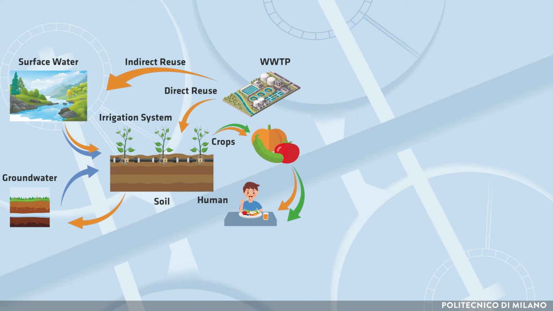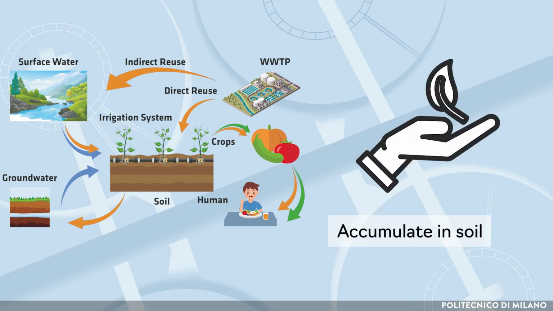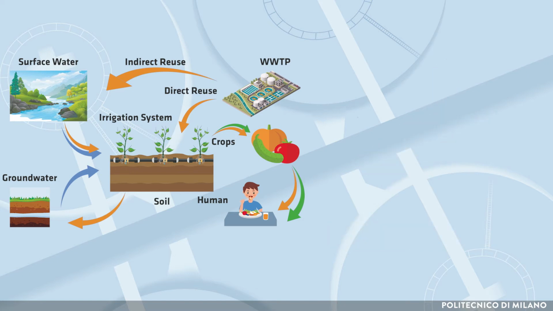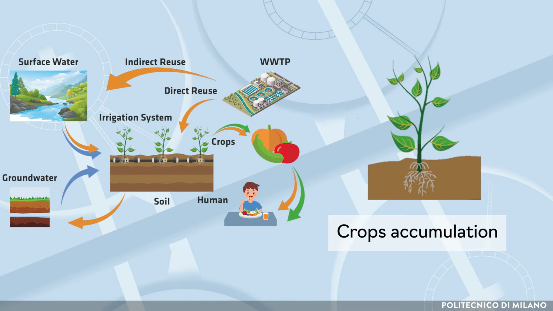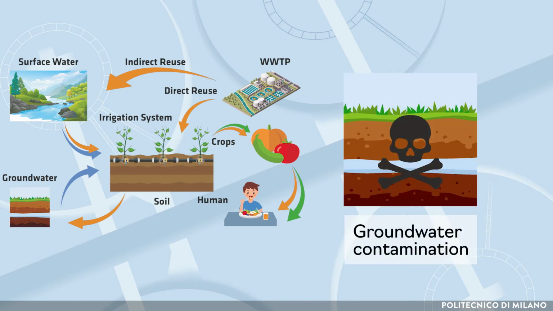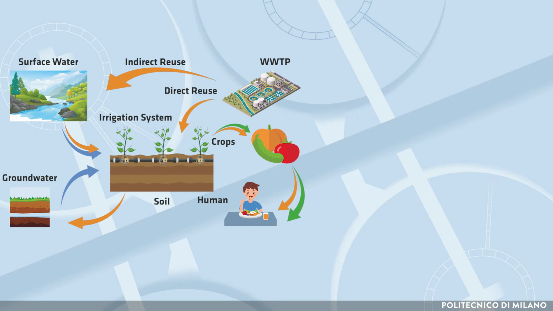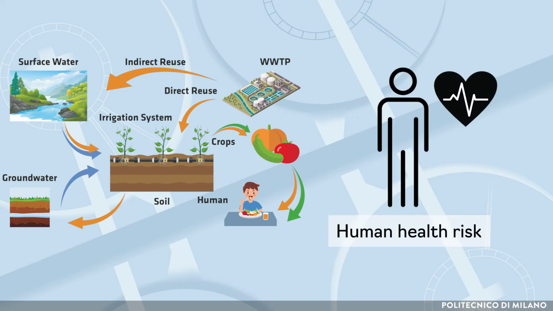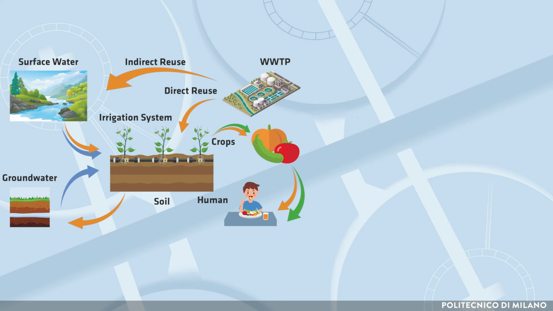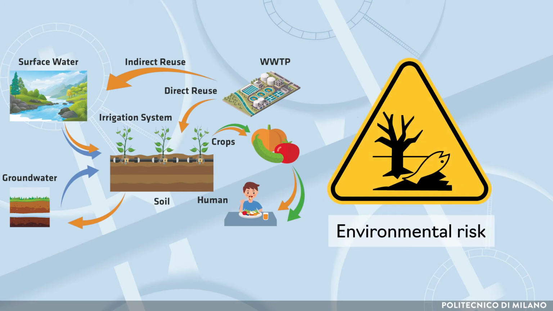In detail, they can accumulate in soil, causing salinization and changes to the soil structures and properties. From soil, contaminants can either be uptaken and accumulated by plants, negatively affecting their growth, or contaminate groundwater where aquifers are present. Finally, the consumption of crops contaminated with, above all, pathogens, heavy metals, and contaminants of emerging concern implies a not negligible risk for human health, particularly when they are consumed raw or undercooked. Moreover, in the case of indirect reuse, it must be remembered that an environmental risk arises due to the discharge of a contaminated effluent into the environment.